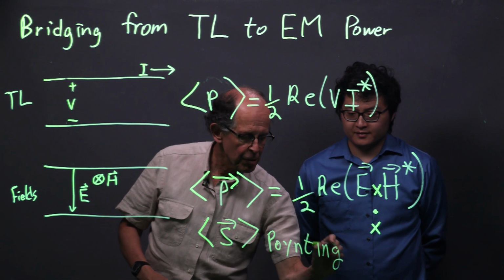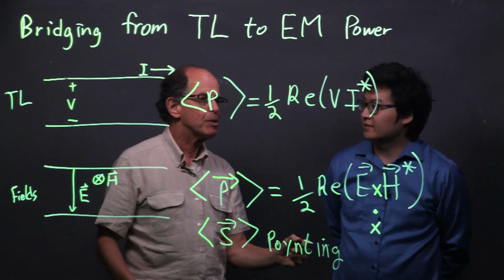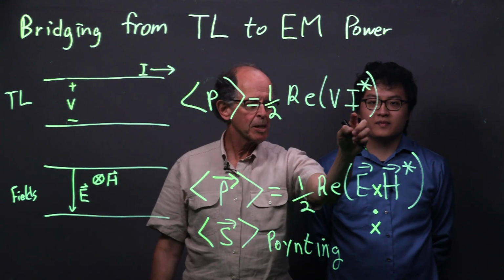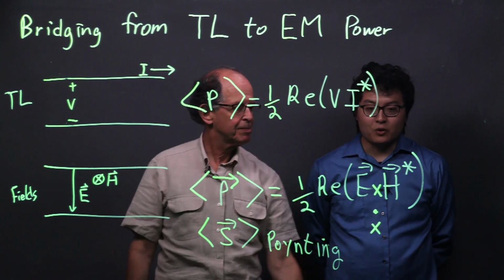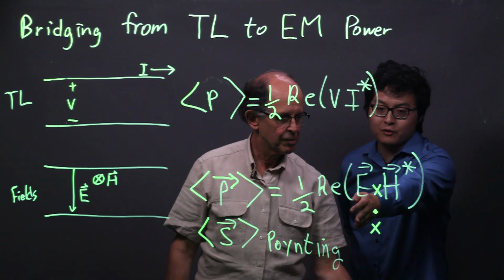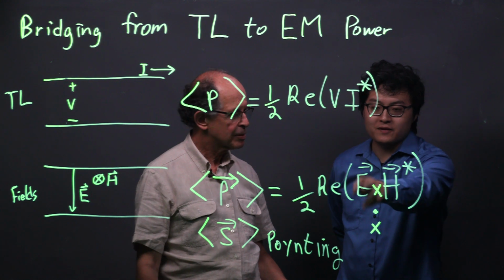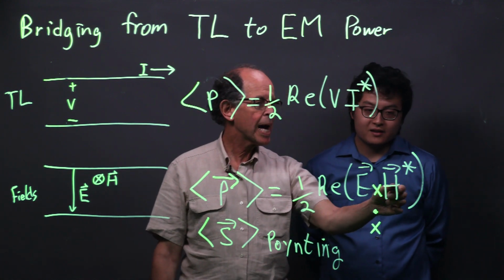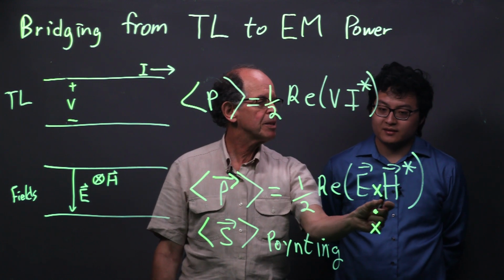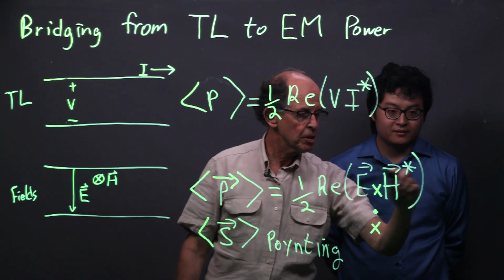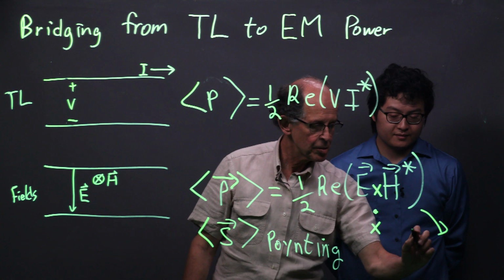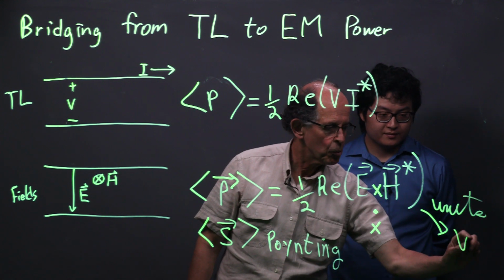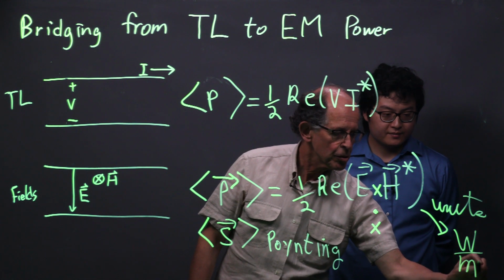And to finish off, it's always good to have the units. So what are the units of P? Just watts. Watts, volts times amps. How about this one? Watts per meter squared, because you have volts per meter and amps per meter, and you multiply them together. So the units of this, and this is the important thing, are watts per meter squared.